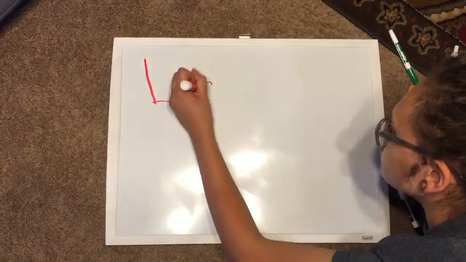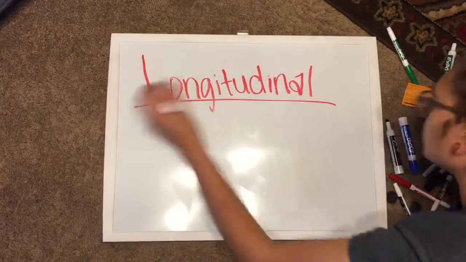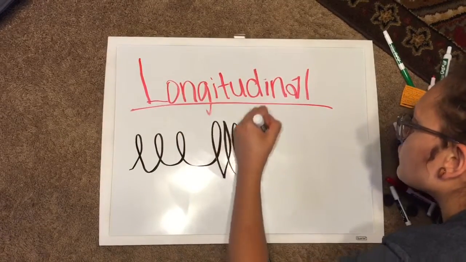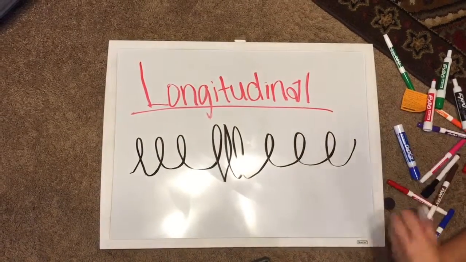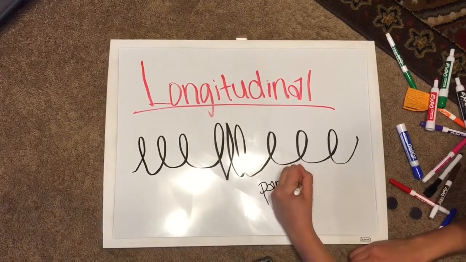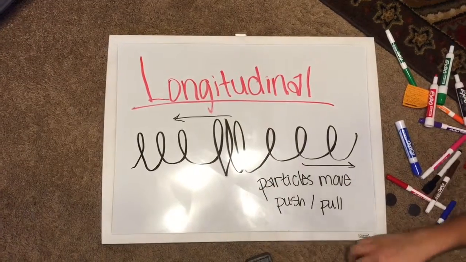The other type are longitudinal waves, or P waves. P waves are faster, but S waves are more destructive. In a longitudinal wave, the particles in the medium move parallel to the direction in which the wave travels, such as in a spring.